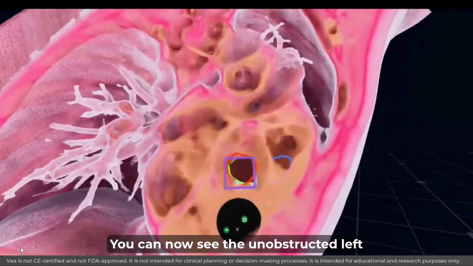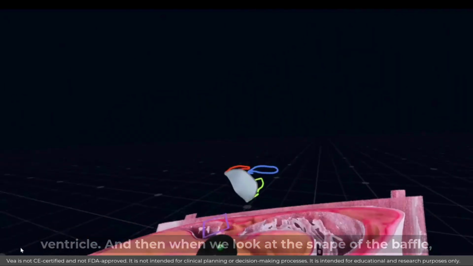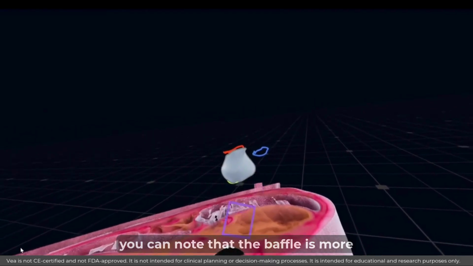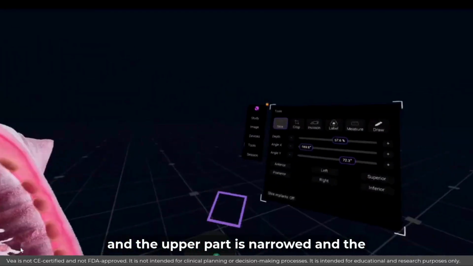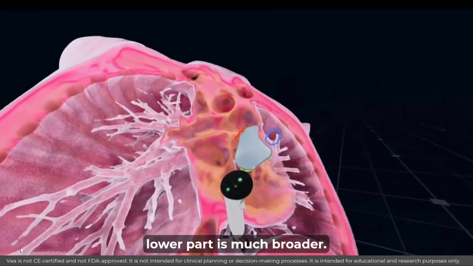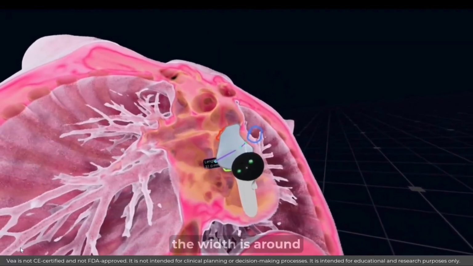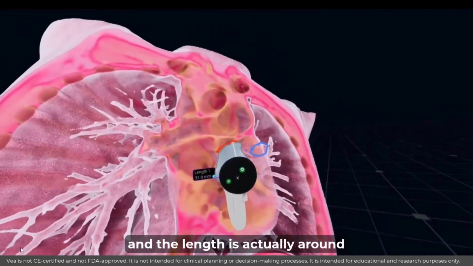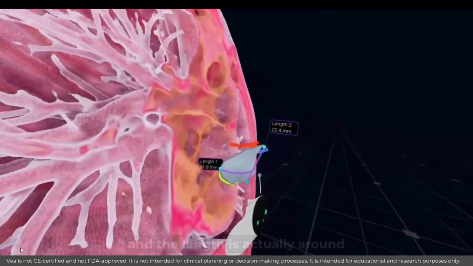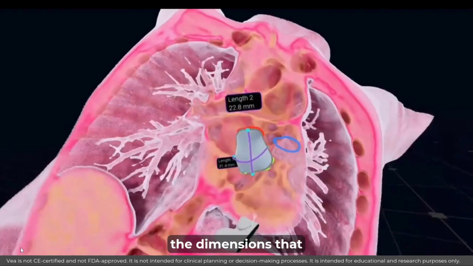You can now see the unobstructed left ventricle, and then when we look at the shape of the baffle, you can note that the baffle is more wide than long. The upper part is narrowed and the lower part is much broader. So when we measure the baffle, the width is around 3.5 centimeters, and the length is actually around 2.5 centimeters, which was almost the dimensions that we used during surgery.